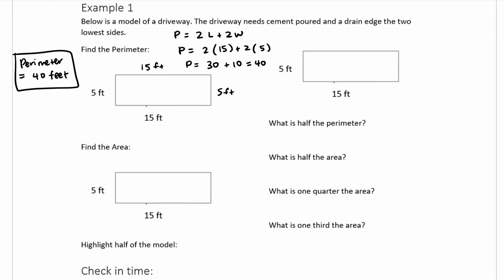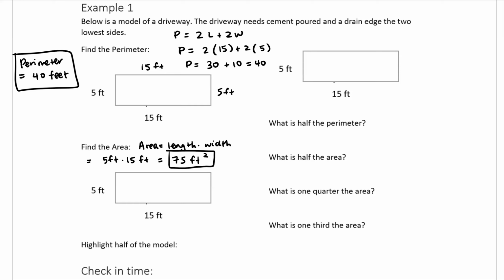Now it asks us to find the area, and the area is equal to the length times the width. So that is equal to 5 feet times 15 feet, which is going to equal 75 feet squared. Okay, and the next part says highlight half of the model.